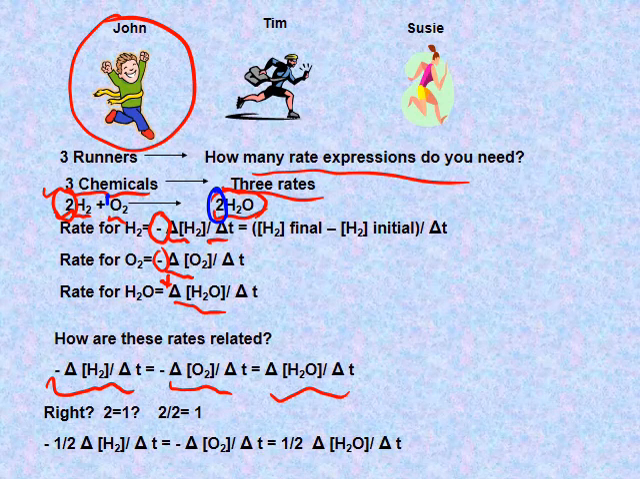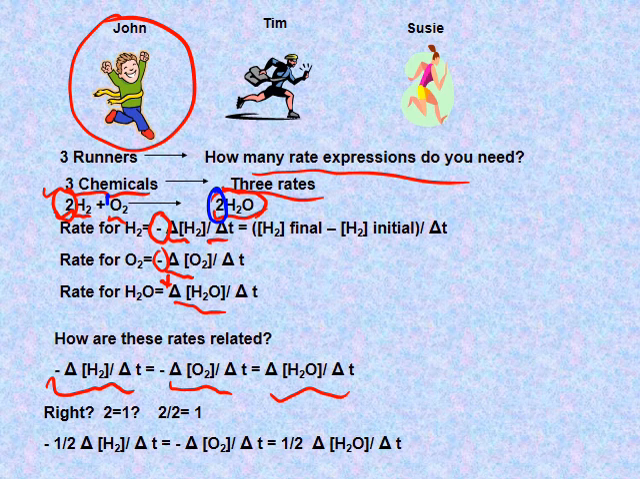So in any chemical reaction, a stoichiometric ratio has to be maintained. In this case, 2, 1, and 2: 2 in front of hydrogen, 1 in front of oxygen, and 2 in front of H2O. And that has to be maintained. So that means hydrogen is disappearing 2 times faster than oxygen, and water is being formed 2 times faster than that of oxygen.